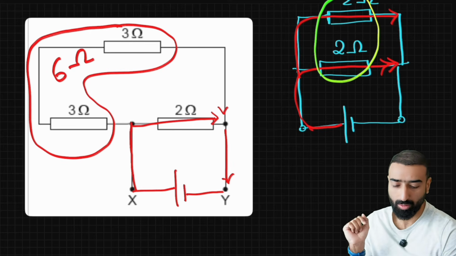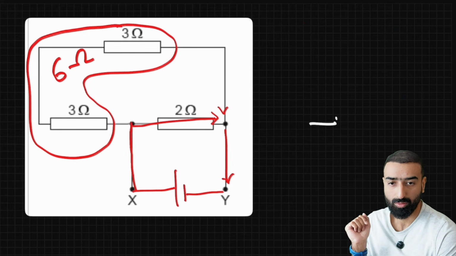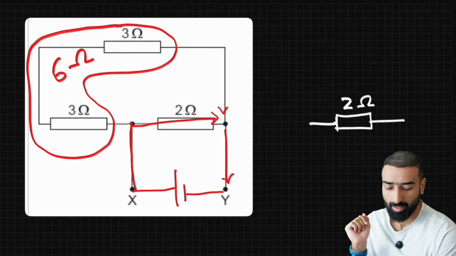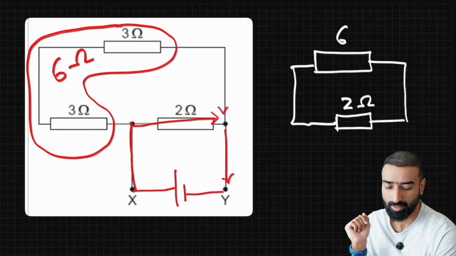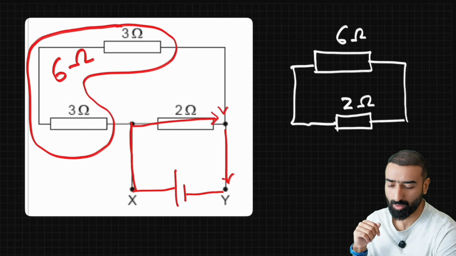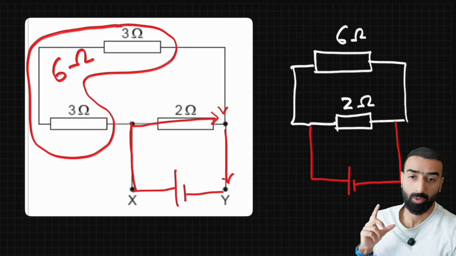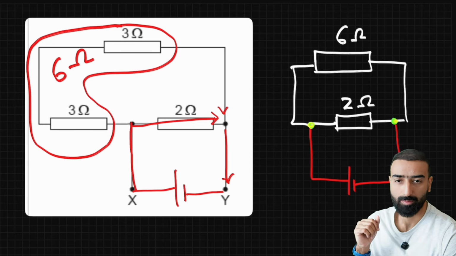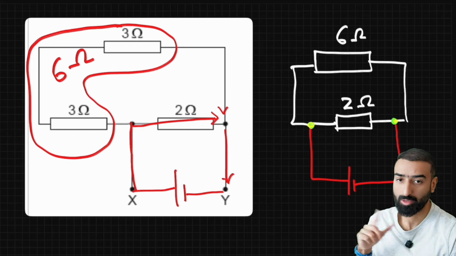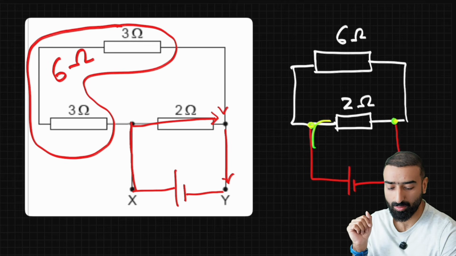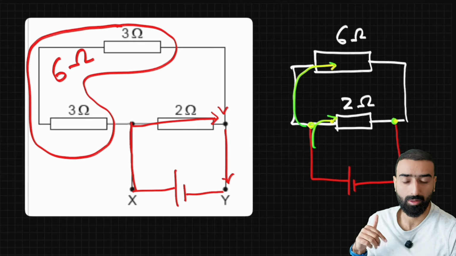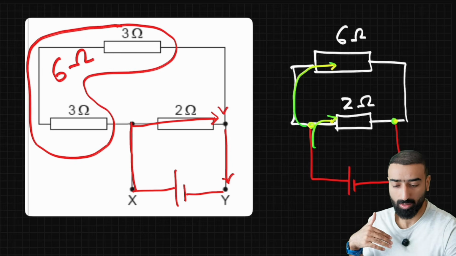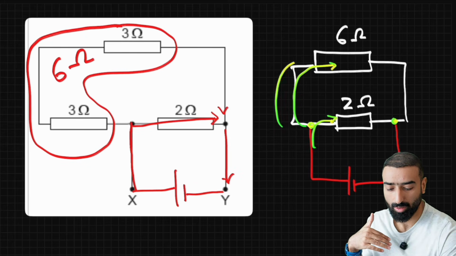Alright, let's redraw that circuit. We have a 2 ohm resistor connected with a 6 ohm resistor, and we also have a battery. Now what's the total resistance between these 2 points? Once again, it's not 2 ohms. The current has 2 choices to flow through, so the resistance is less than 2. You need to take into account what's going on in the other branch.